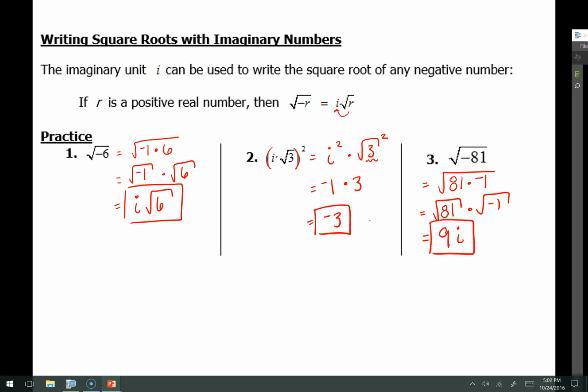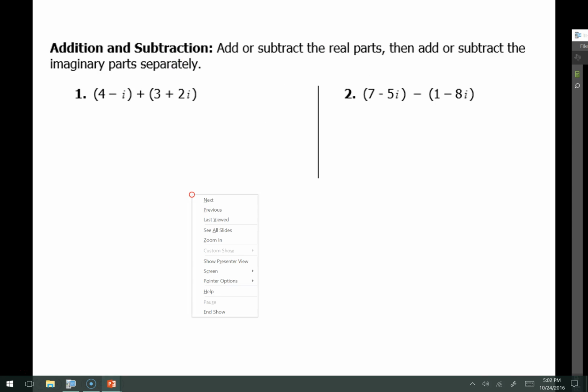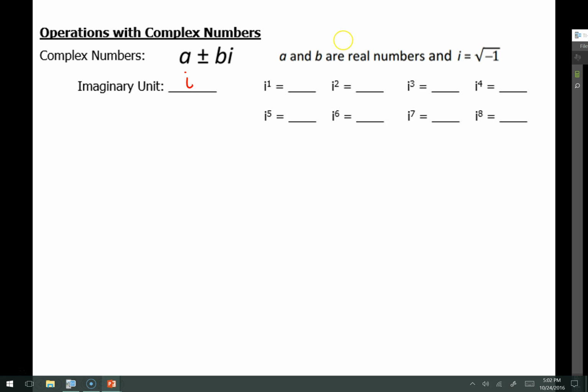When we do operations with complex numbers, you have to be mindful of this imaginary unit i. So let's talk about what i means. It has this nice rotational element to it. i to the first power is just i. We've talked about i squared. i squared is the square root of negative 1 times the square root of negative 1, which is going to leave us with negative 1.